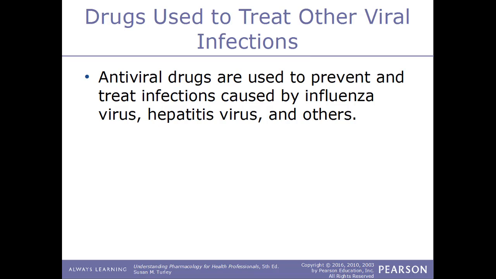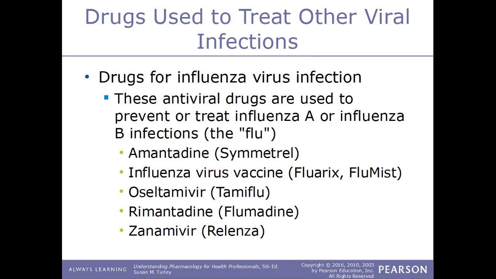Now I'll talk about drugs used to treat other viral infections. Now, antiviral drugs are used to prevent and treat infections caused by influenza virus, hepatitis virus, and others. When it comes to drugs for the influenza virus infection, these are antiviral drugs used to prevent or treat influenza A or influenza B infections.